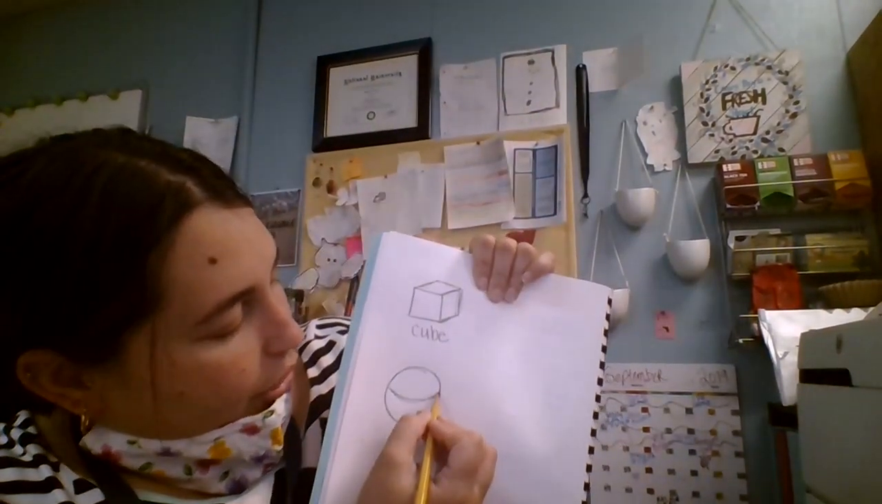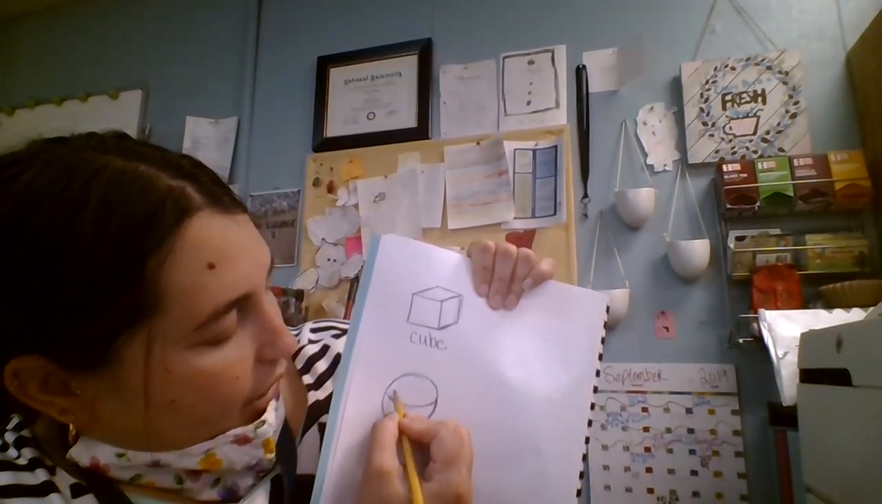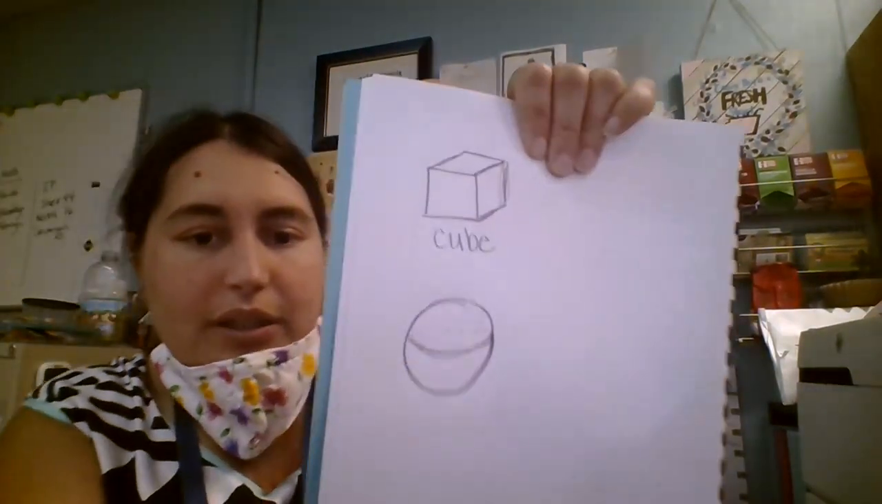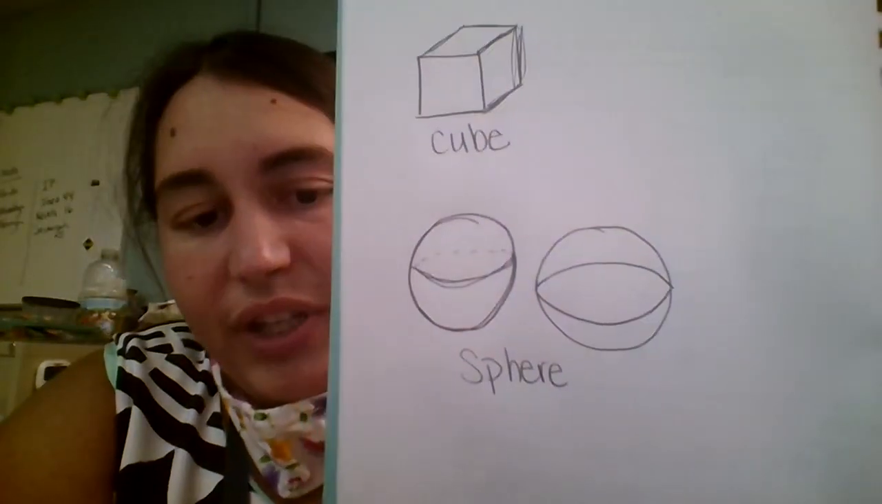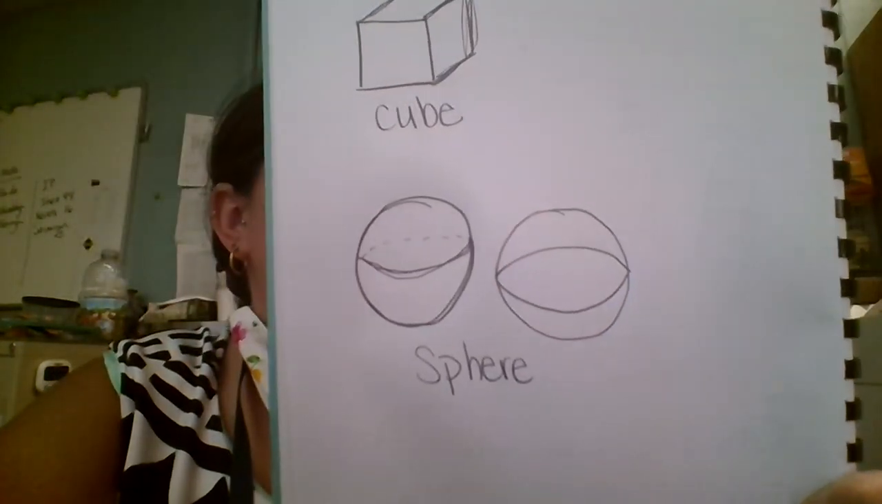Then you can either do a dotted line here to finish this sphere, or you could do another solid line. So I did dotted, and I'll show you what it looks like with a solid line. Either way is how you can draw a sphere. And there's a sphere.